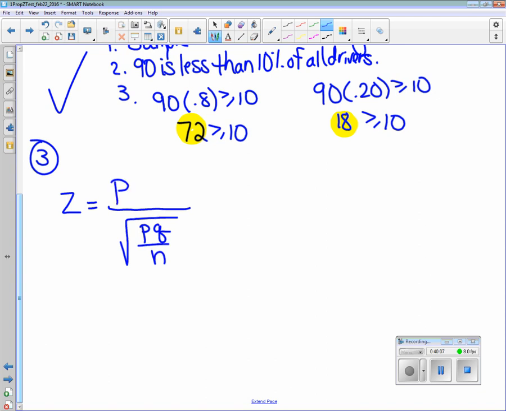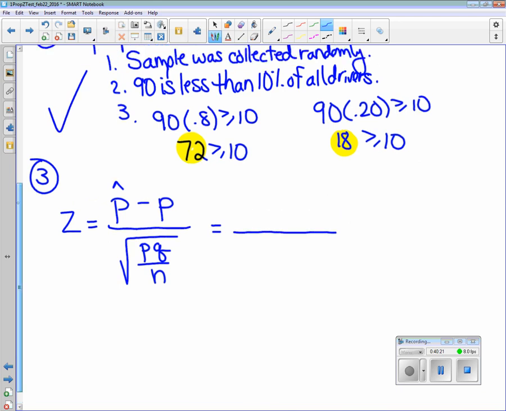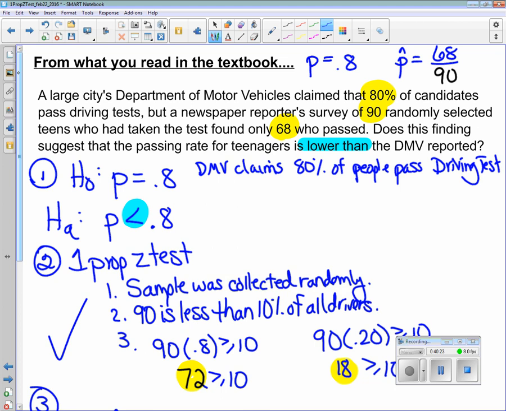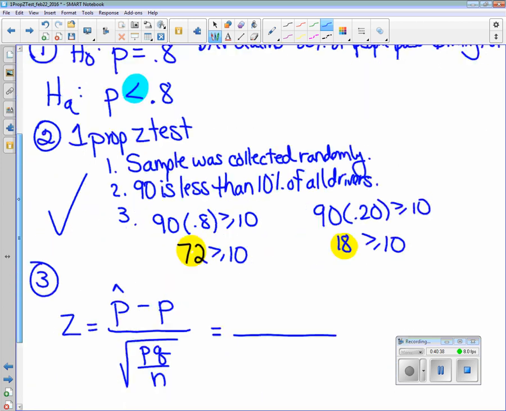What's the numerator? P hat minus P, right? Okay. And we're going to plug in our numbers. So let's plug them in. 68 out of 90. I don't think that's an exact 0.75, yeah, 0.7 and then 5 repeats. So we really should be putting it in as a fraction. Don't round that, okay? So leave it as 68 over 90.